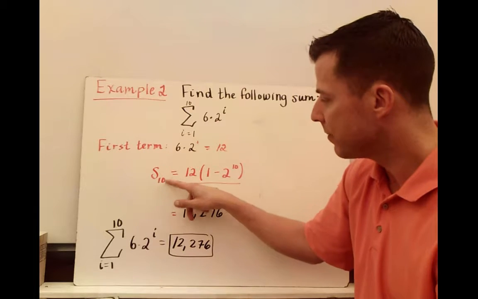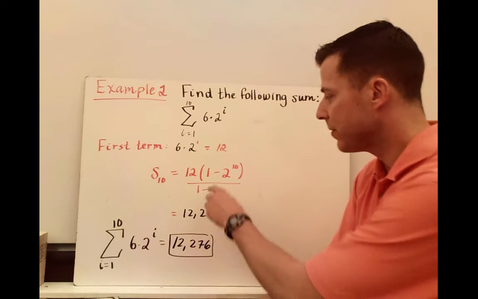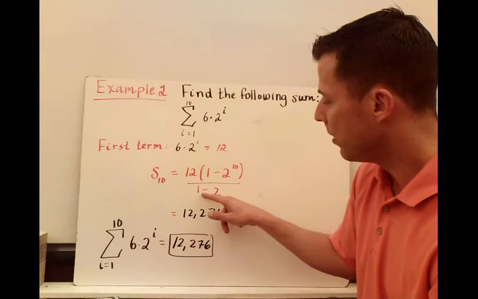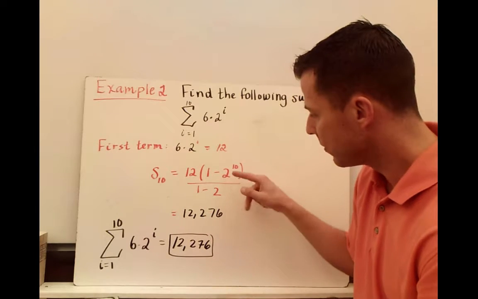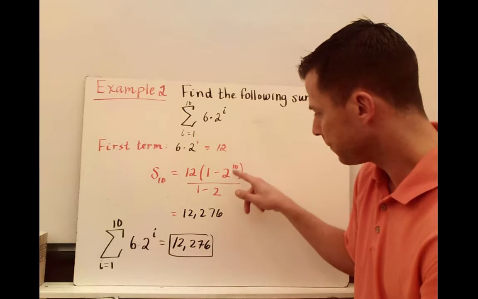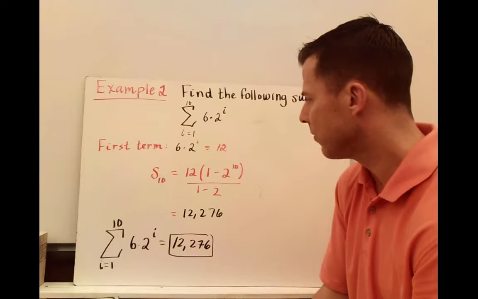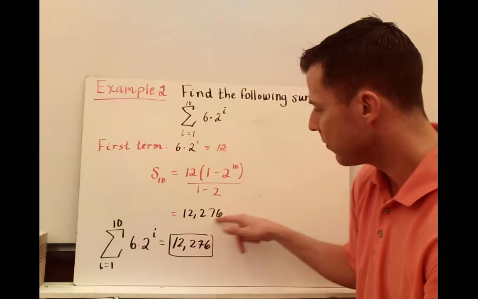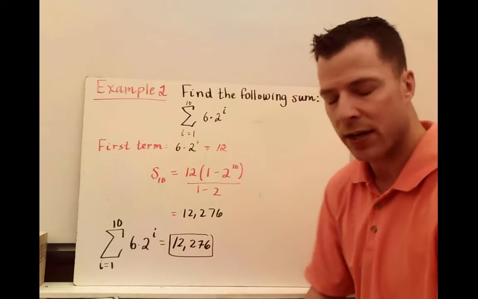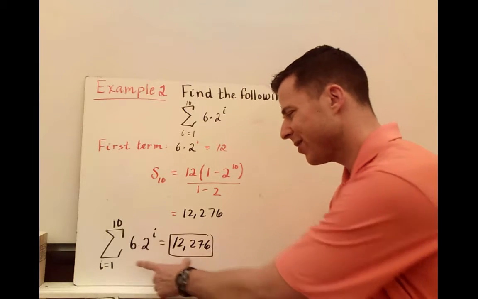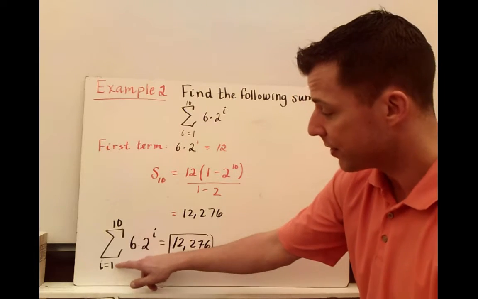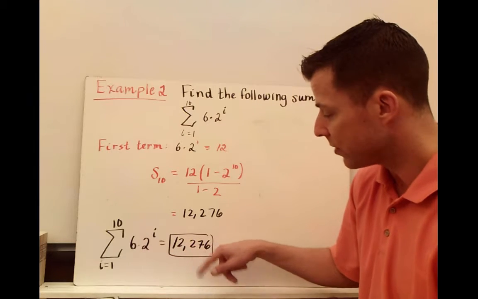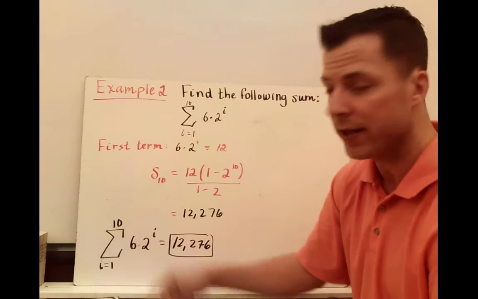Okay, so S sub 10 equals 12 times 1 minus 2 to the 10th over 1 minus 2. So there's our r value, there's our power that we need, n, and 1 minus 2 in the denominator, and then we take that sum, you get 12,276. So here I just kind of formally wrote the sum from 1 to 10 of 6 times 2 to the i is equal to 12,276, so from 1 to 10.